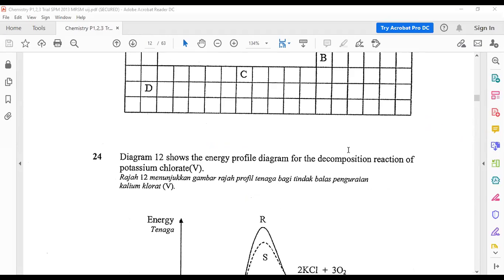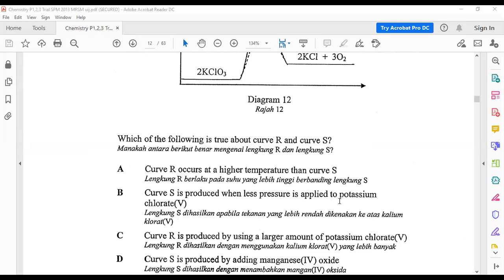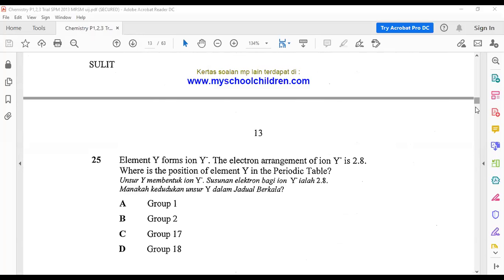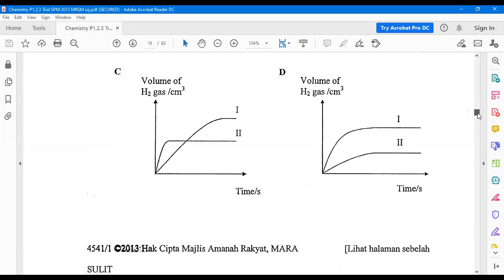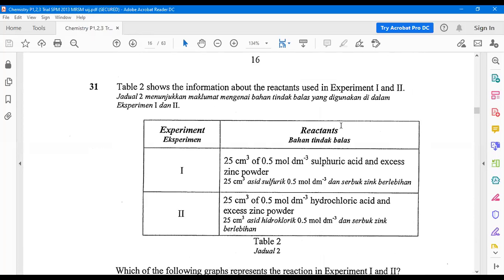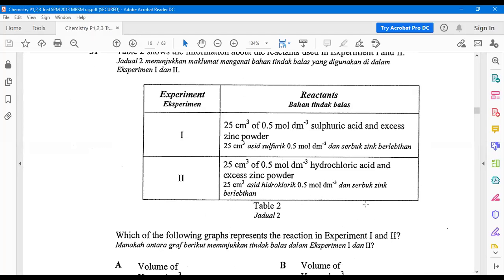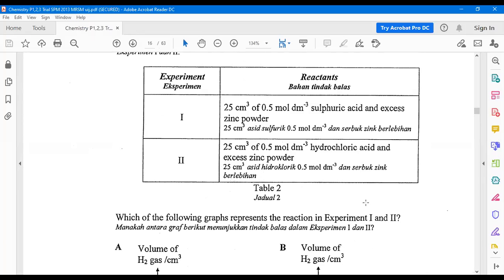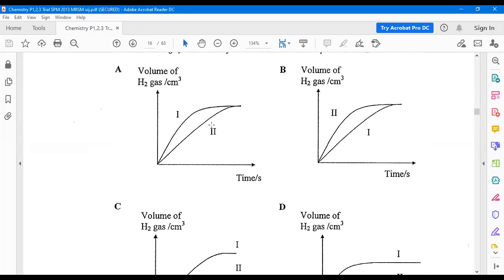Now we continue. Another question that you have problem is number 31. Now let's move on to number 31. Now in question 31, it says that the information shows for experiment 1 and 2. Now what is difference between experiment 1 and 2? Can you see the sulfuric acid and the hydrochloric acid? Now you are asked to get the graph which represent the rate of reaction for these two experiments. So now we will know that experiment will have a higher rate. So which one will have a higher rate?